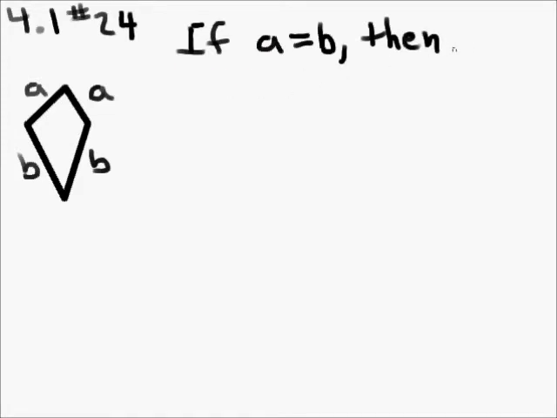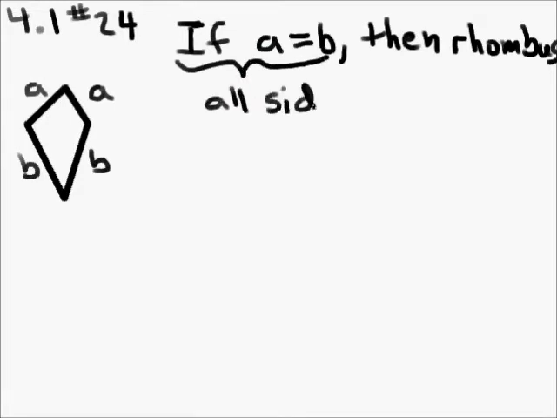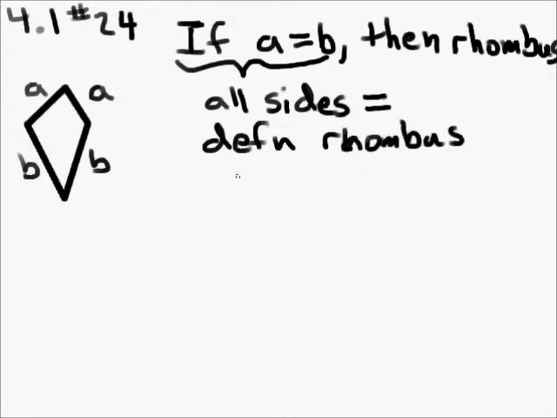So then, rhombus. Squeeze that in there. Well, what we need to know is decide if the statement is true or false. Well, if A is equal to B, then that would mean that all sides are equal, which is the definition of a rhombus. So that means that the statement is true.